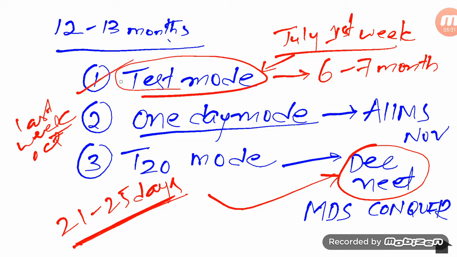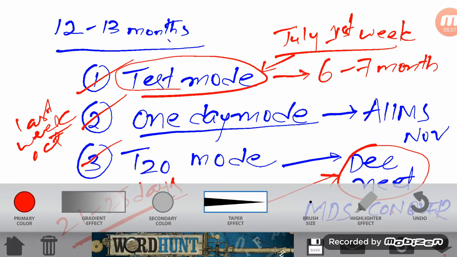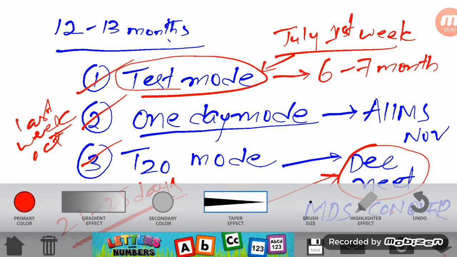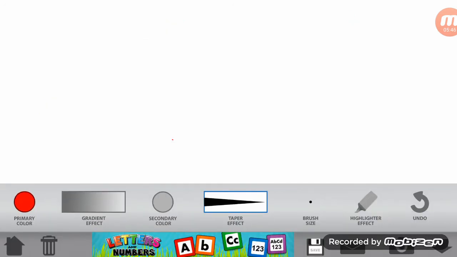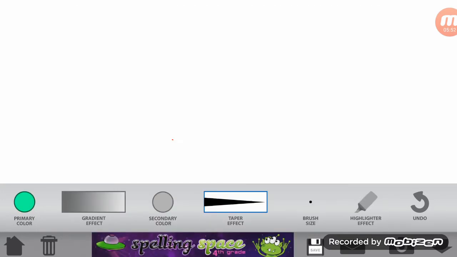So each and every subject is going to be done 3 times in MDS Conquer. I hope you guys are clear about this. The next most commonly asked doubt from the students is, when is the new batch starting? I just want to give a simple answer for this.